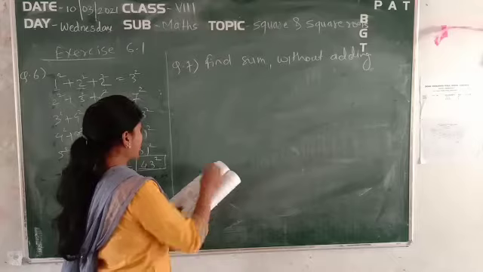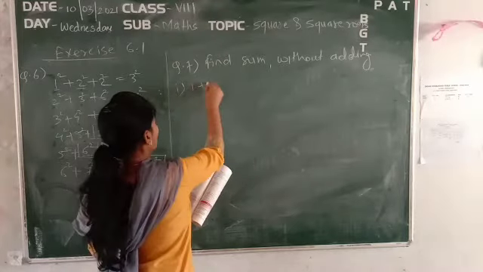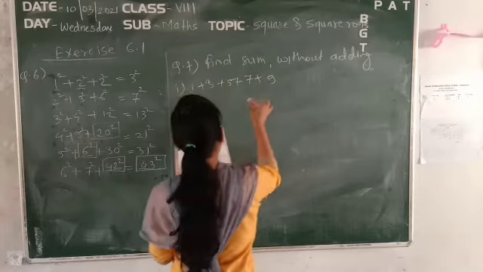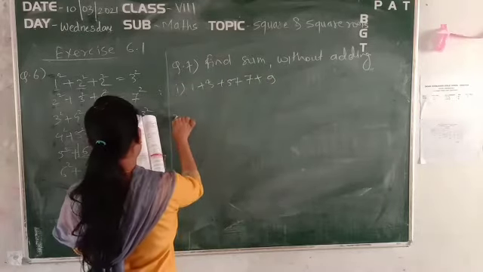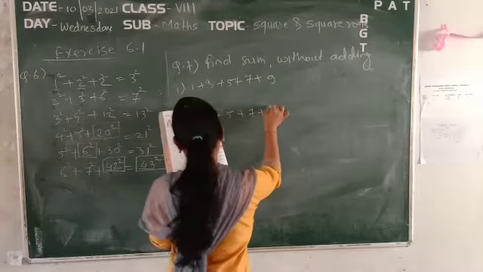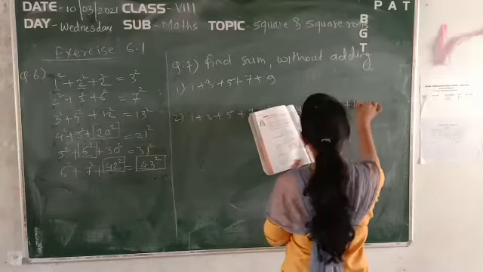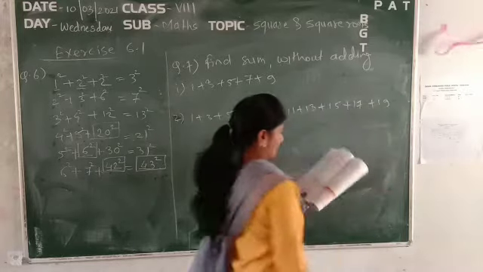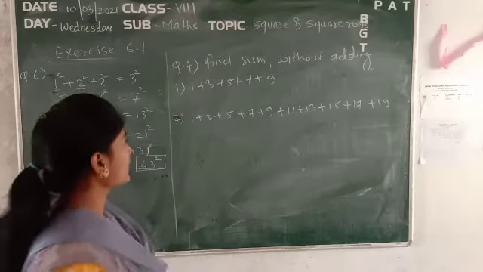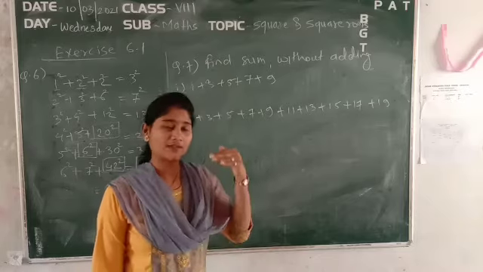And the question is like, see, a series of odd numbers is given, like 1 plus 3 plus 5 plus 7 plus 9. Okay, within the second question you have been given 1 plus 3 plus 5 plus 7 plus 9, 11, 13, 15, 17 and 19. Like that, the third one you have to do. Okay, so what are they asking you? Find the sum without adding. Now see, here also it is very simple.